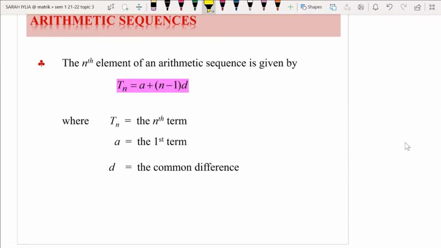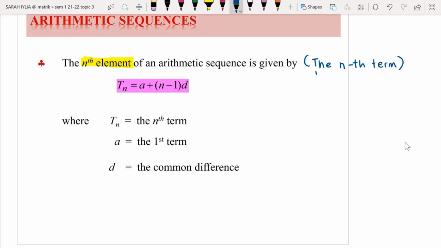Okay, kita terus masuk first one, arithmetic sequence. So, for arithmetic sequence, we will have two formulas. The first formula is about the nth element of arithmetic sequence. So, sometimes they use nth element, tapi dalam soalan selalunya yang paling famous dia akan guna perkataan the nth term.